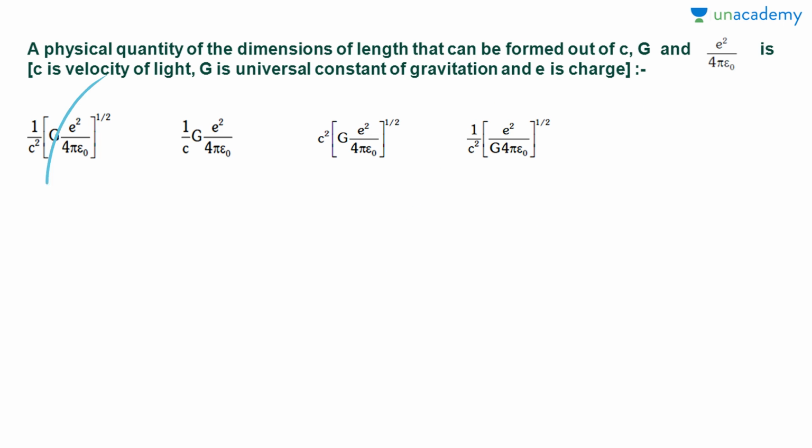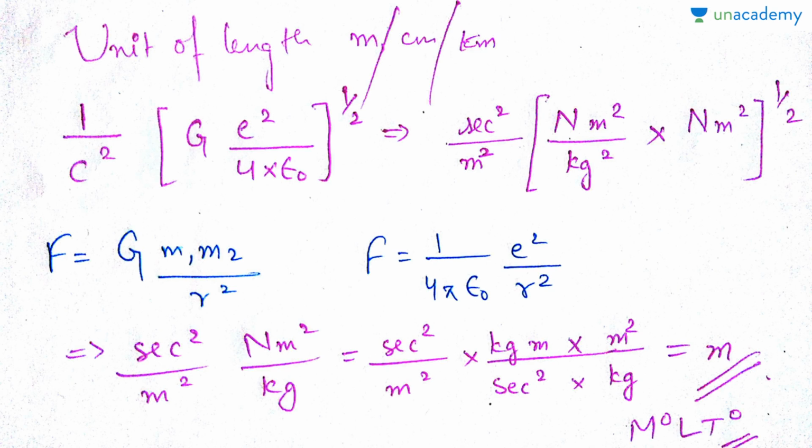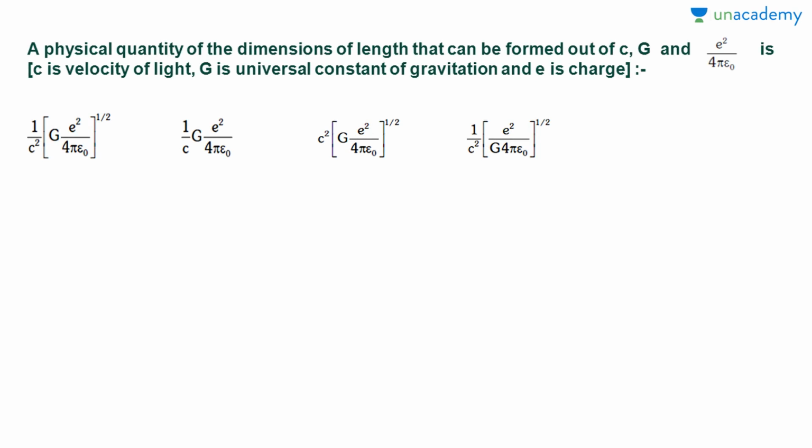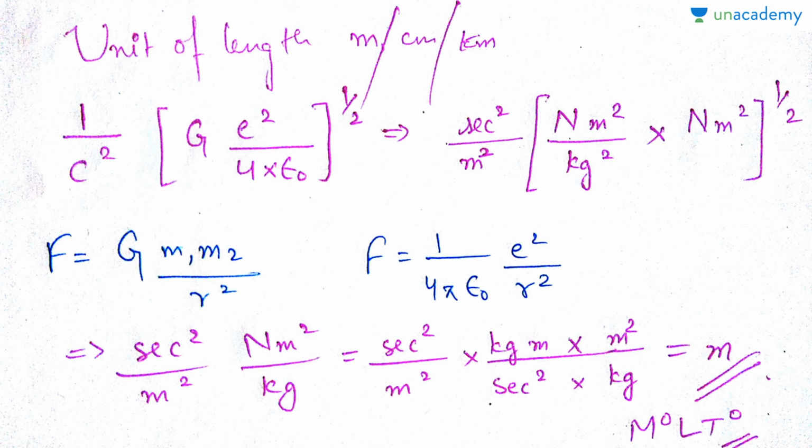So first we will take the first option, and rather than doing dimension analysis, we will directly put in the units and find which option gives the unit of length. What are the units of length? Meter, centimeter, or kilometer. Upon putting in the units, if we get meter, centimeter, or kilometer as the unit, that will be our option. So I have picked up the first option: 1 upon c square into (G e square upon 4 pi epsilon naught) whole power 1 by 2, whole raised to 1 by 2.